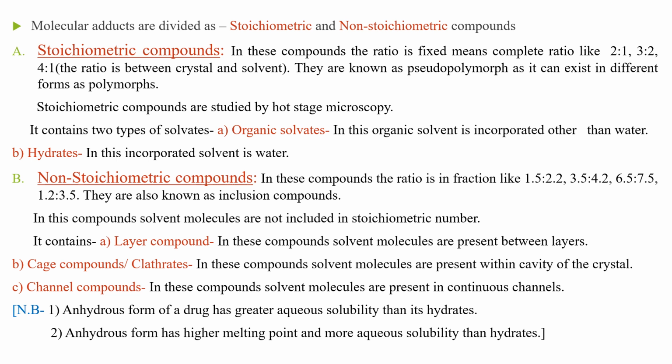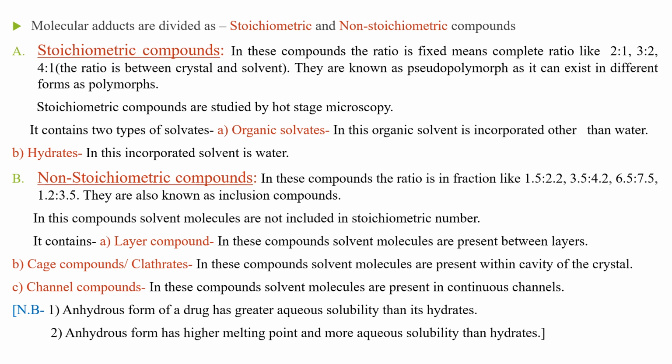We already saw that polymorphs are compounds which exist in different forms, and stoichiometric compounds are also like that. Stoichiometric compounds are studied by hot stage microscopy methods, and they contain two types of solvents, the organic solvents and the hydrates. In organic solvents, an organic solvent other than water is incorporated, and in hydrates the solvent which is entrapped is water.